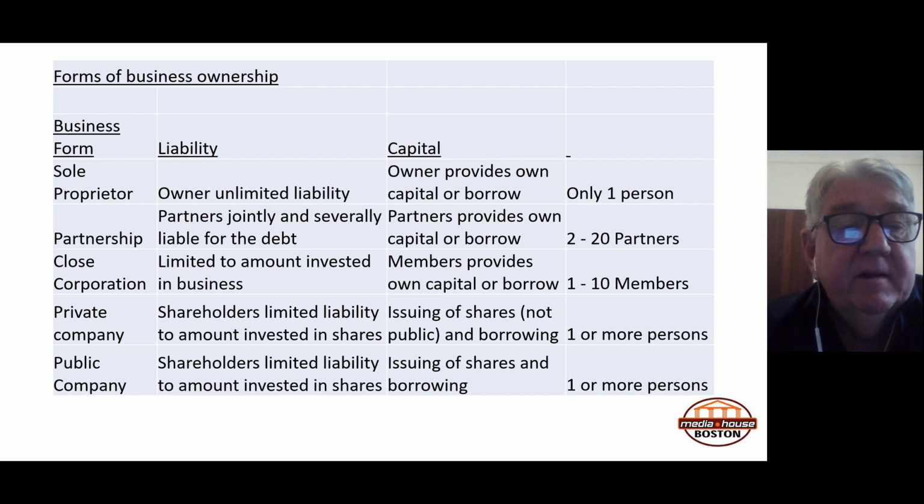Then we have a private company. Private company shareholders are limited to the amount invested in shares. Okay, so a private company has shareholders. They issue shares, but not to the public. It's a private company. They can issue shares to friends or people they know, or people that want to buy in, but they cannot just issue it to the public. Okay, that is done by public companies.